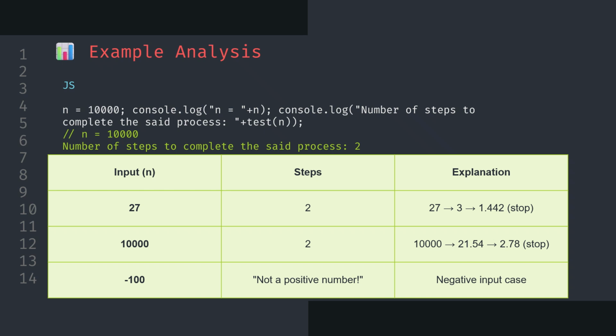Here's what happens with some test inputs. For 27, 2 cube roots bring it below 3. For 10,000, the same thing, 2 steps. For negative 100, it is not positive, so we return the message. This covers all typical scenarios.